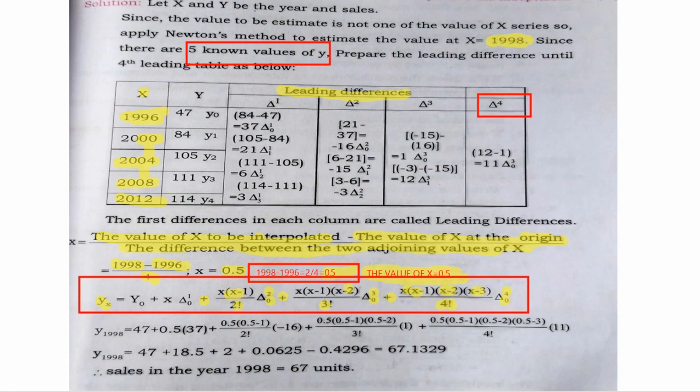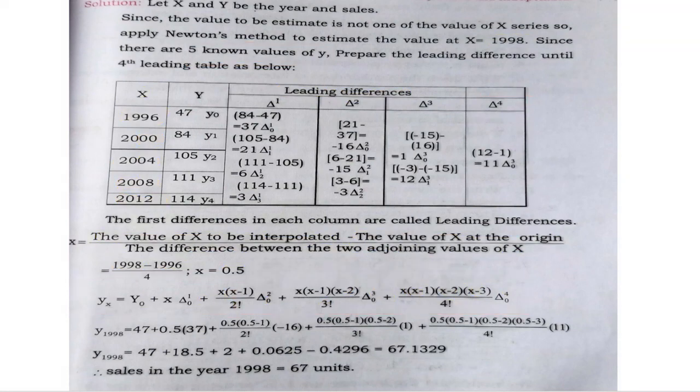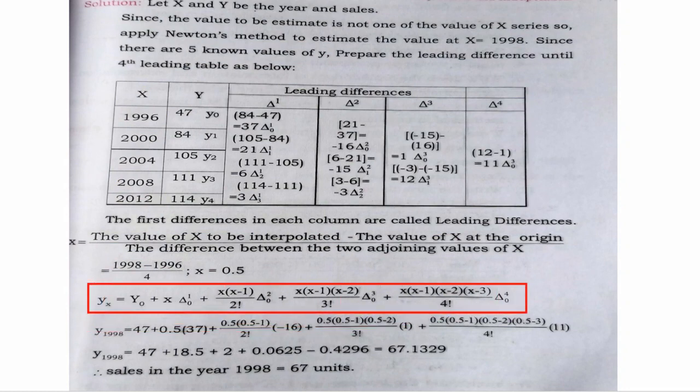If I put the values here, y of x is 19, x value is 1998, y naught is 47. They have given 47. The x value is 0.5, delta naught to the power of 1 is 37, so I have put 37. Plus, the x value is 0.5, x minus 1, divided by 2 factorial, delta naught to the power of 2.